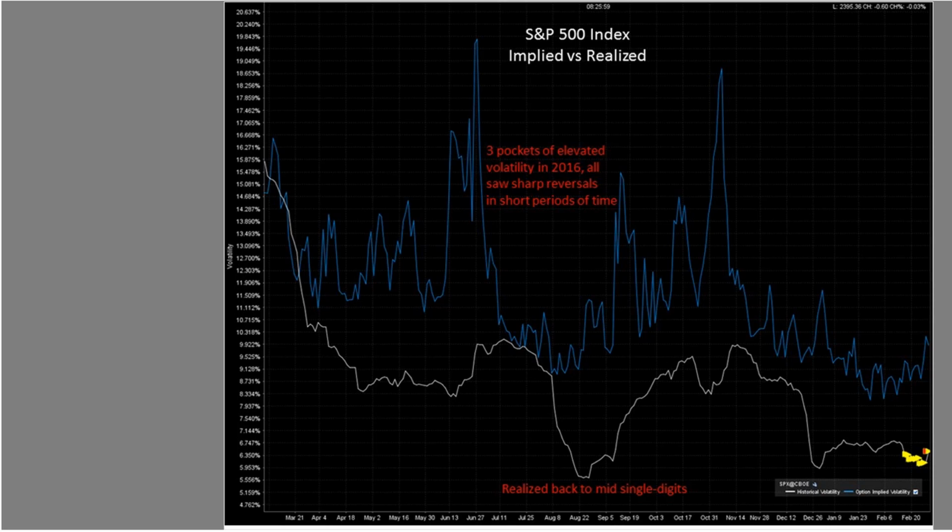We had a pickup during late October going into the elections. But of course we sold off, and we continued to sell off in terms of implied vol going into year end as the market rallied.